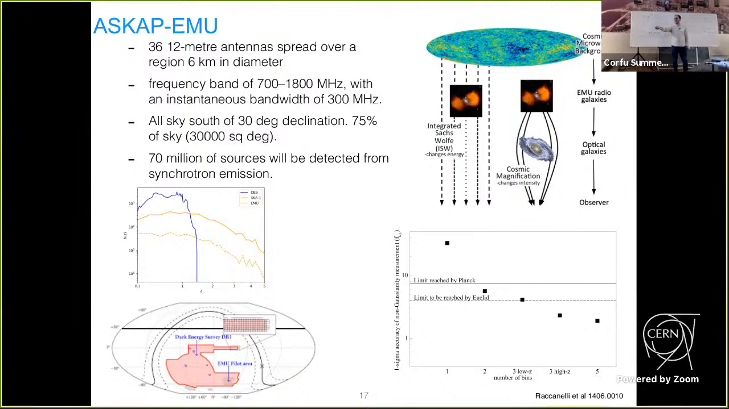And then we have some forecasts for the sensitivity on the initial conditions, so on inflationary theories, for example, constraints. This is the limit set by Planck. This is what Euclid may do. And this is like the best case we may reach with this EMU survey. So a really sensitive measurement on the initial conditions, and also to compare with CMB again.